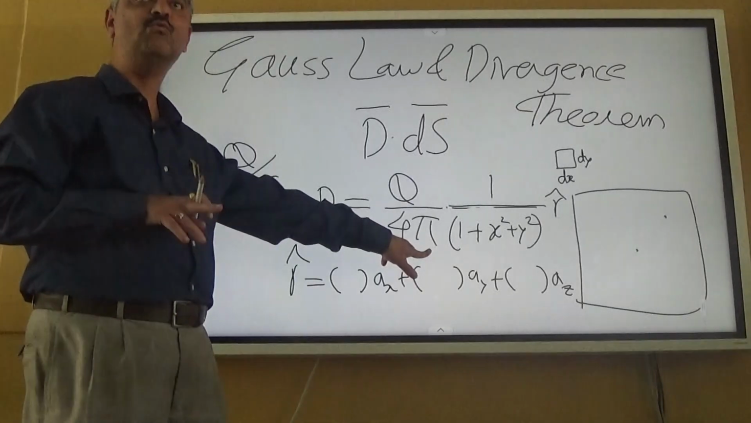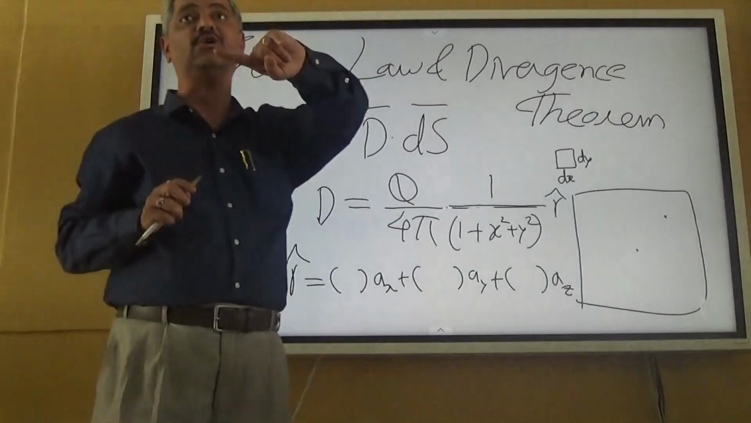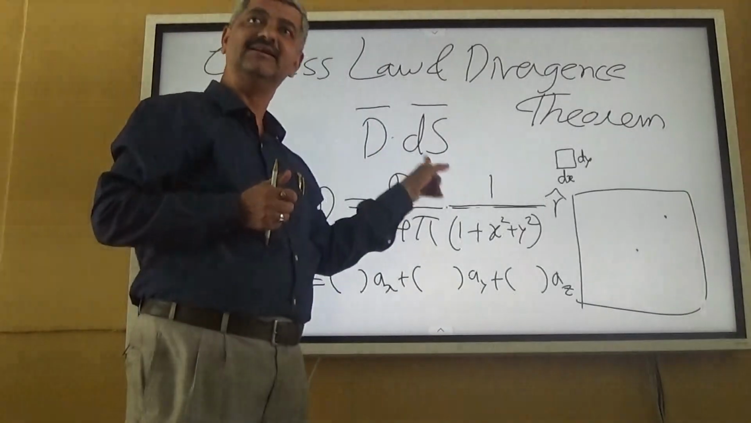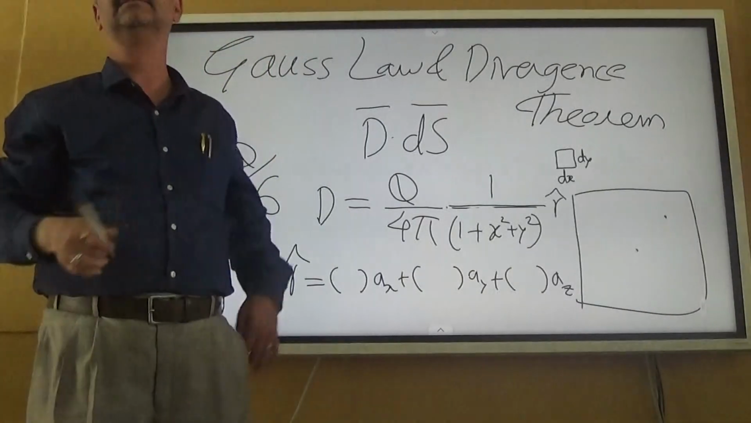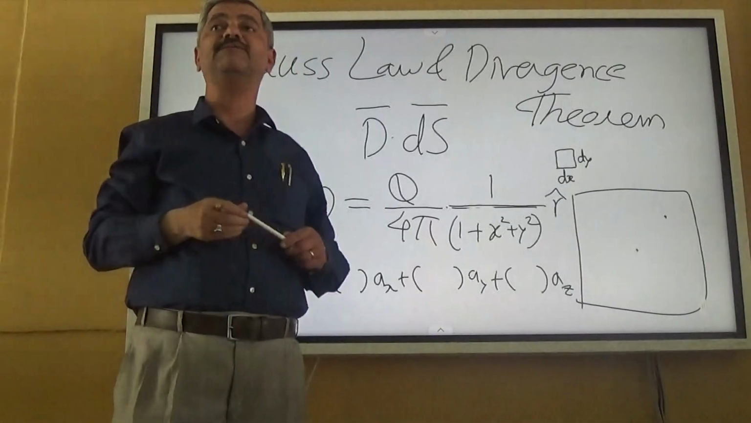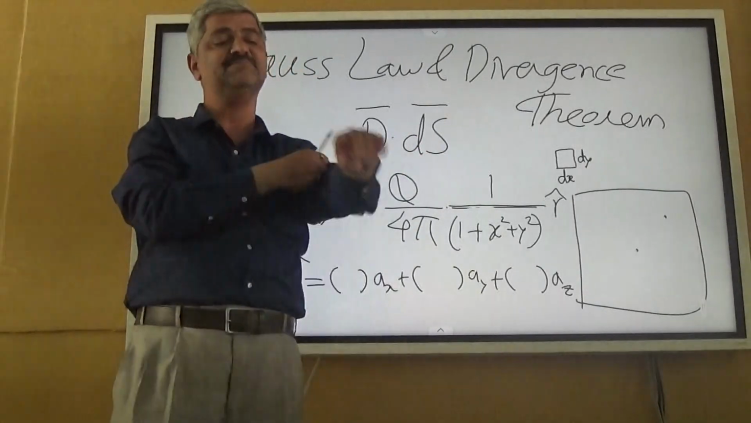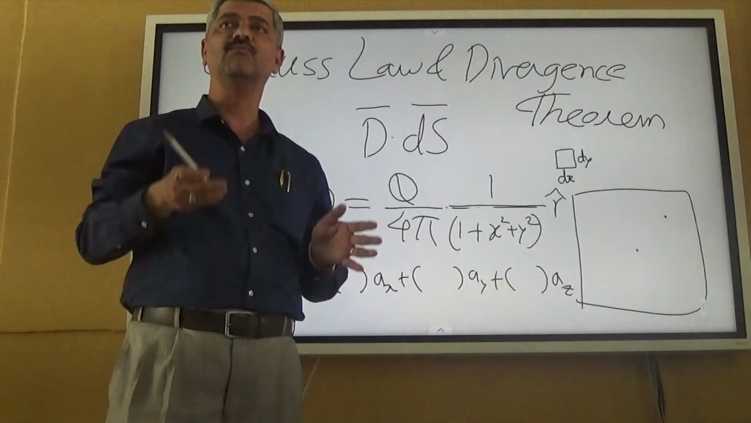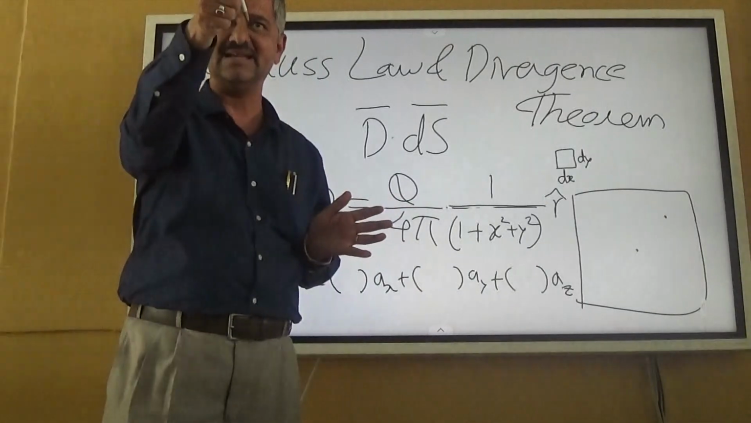Right? What we are interested in? We are now proving Gauss law. So what we want is the total D dot ds. On the front face, D bar dot ds bar, ds bar is in which direction? In the positive z direction, right?